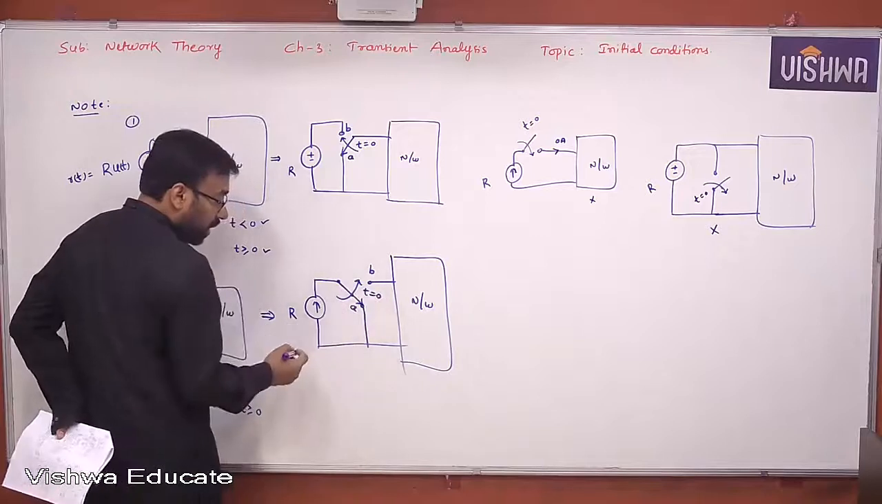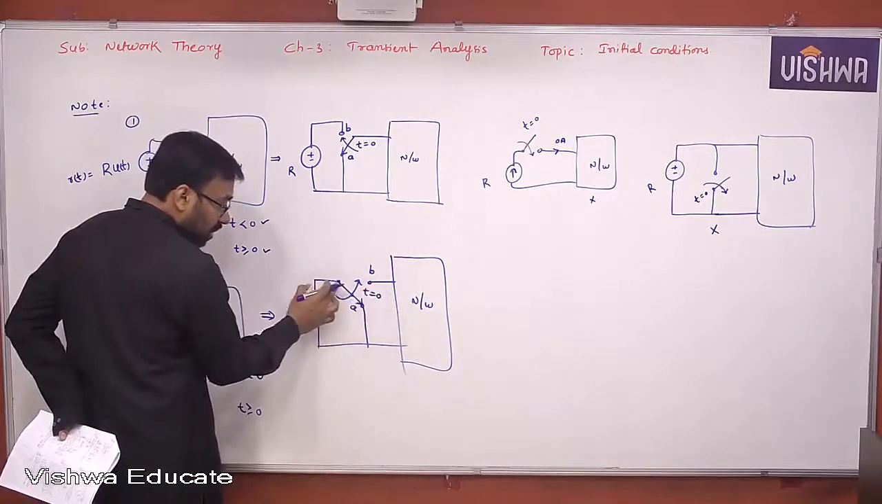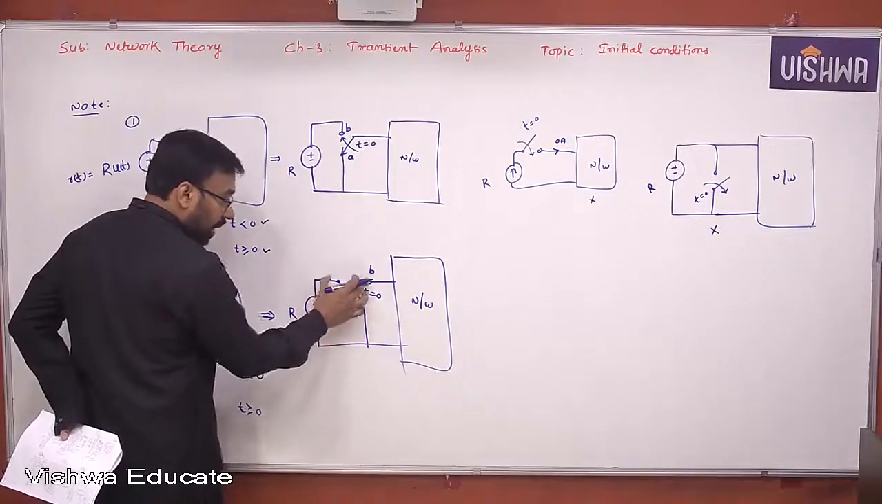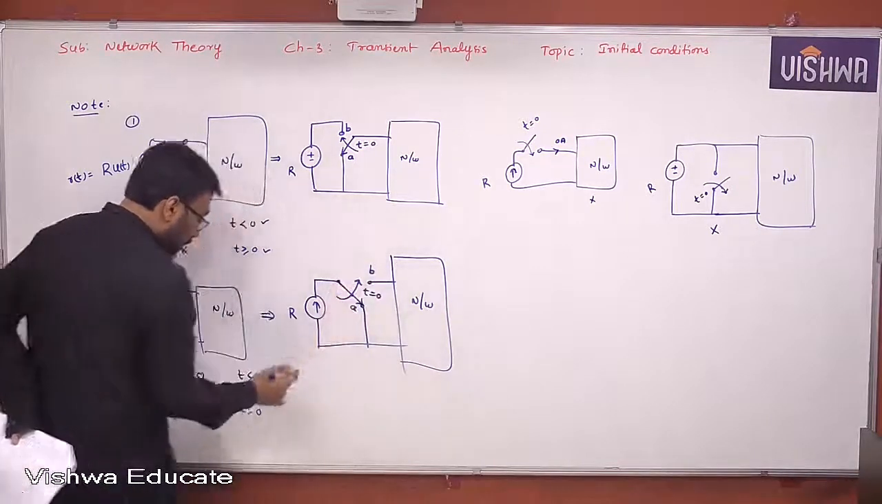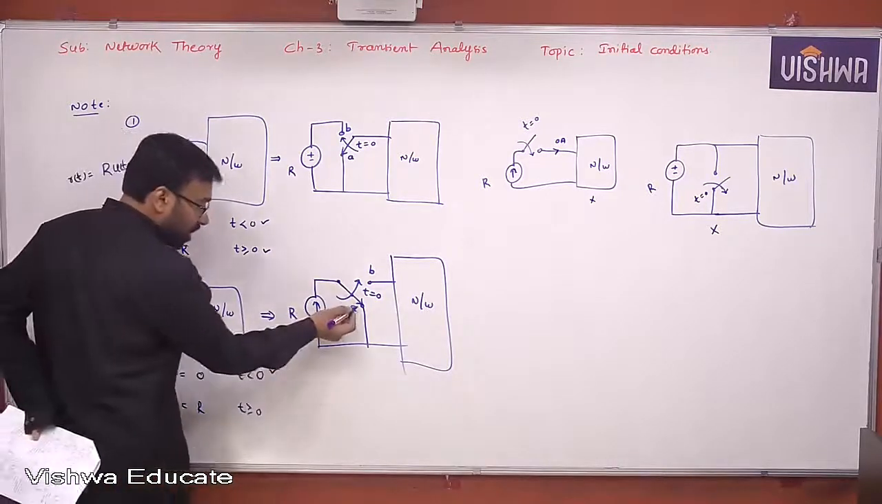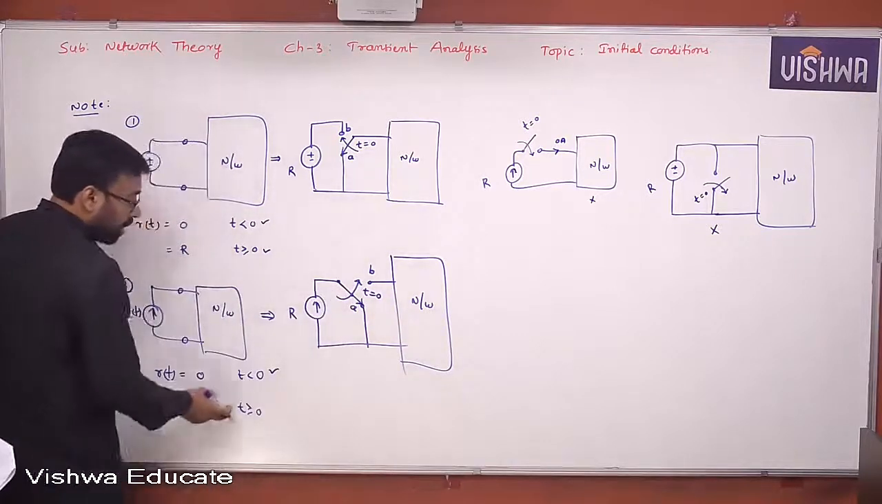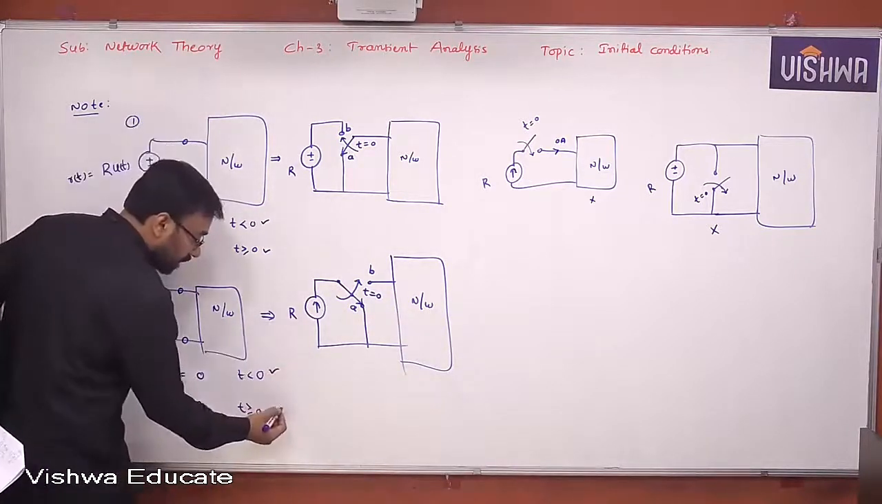Then what is happening here? In the first condition, because the position of the switch is at A, the current given to the network is how much? 0. The first condition is satisfied. In the second condition, when the switch is moved from A to B, the current given to the network is what? Capital R amperes. Therefore, the second condition is also satisfied.